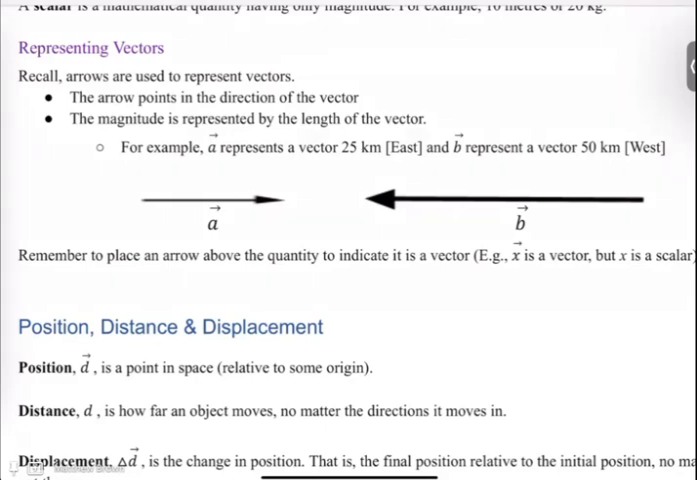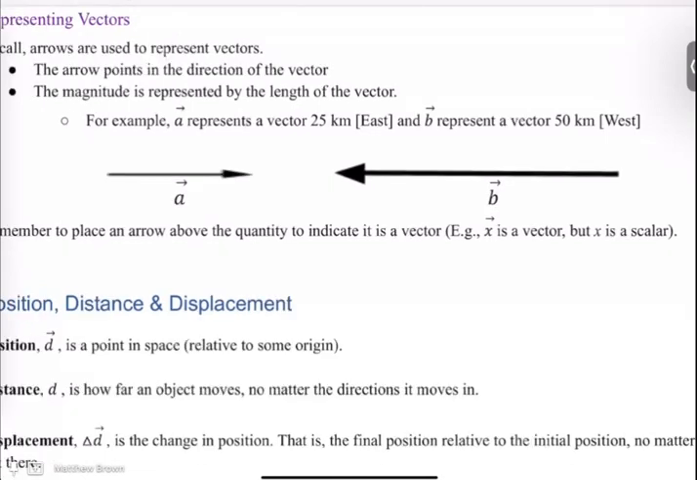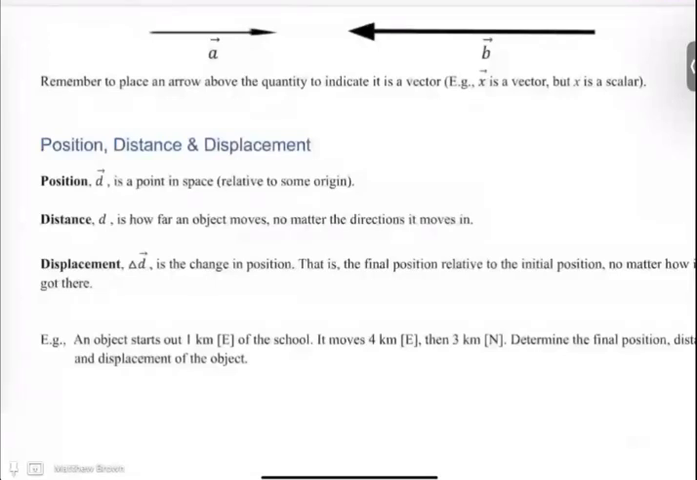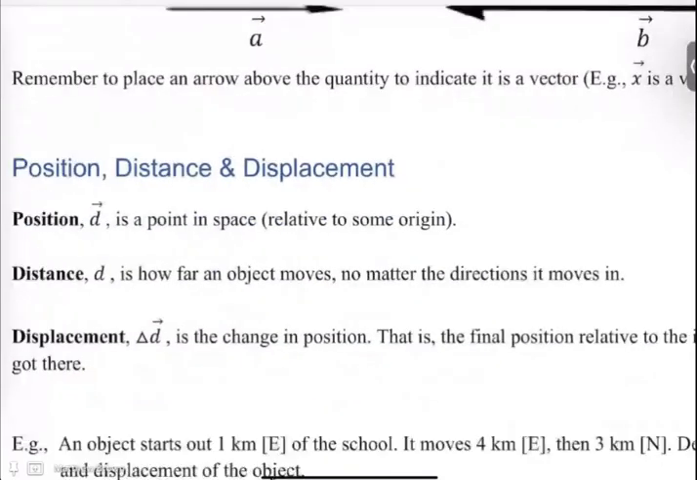A represents a vector 25 kilometers east. I usually draw east to the right on the paper. And B represents 50 kilometers west. So it's in the opposite direction, and it's twice the length, or roughly twice the length. And if you're writing something that's a vector, remember to put the little arrow above it. You can see here both A and B have those vector symbols above them.